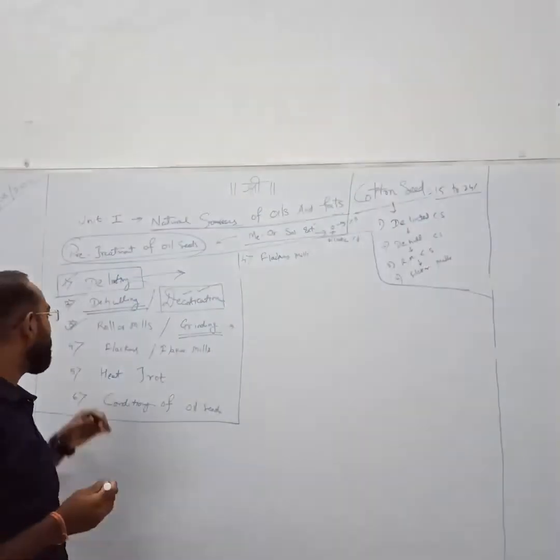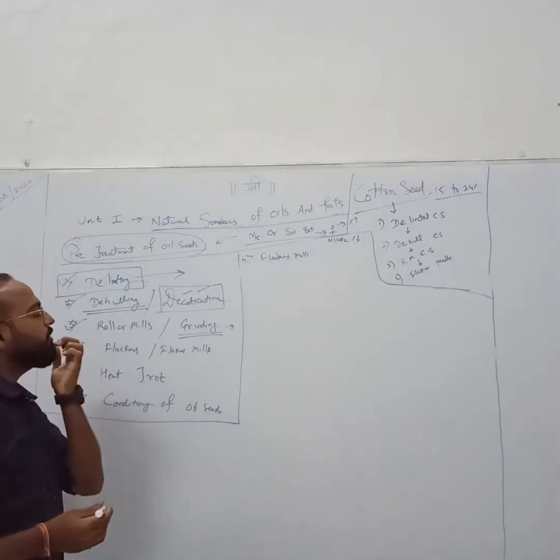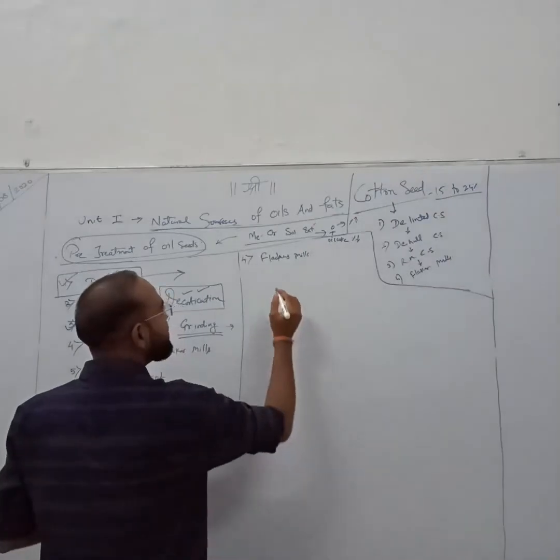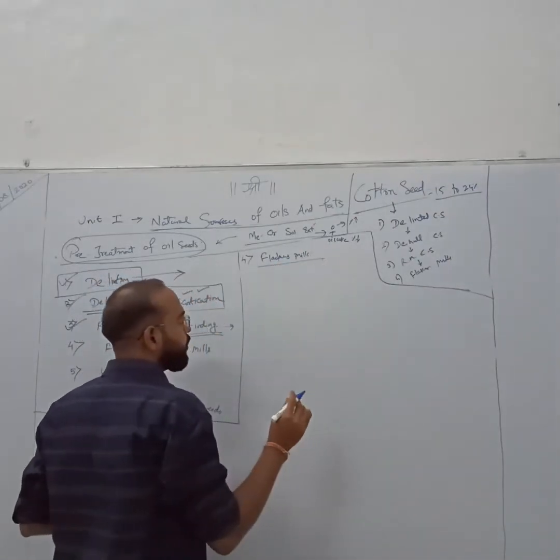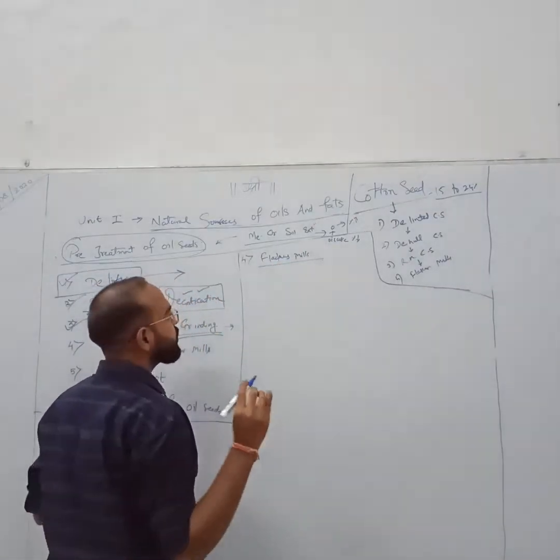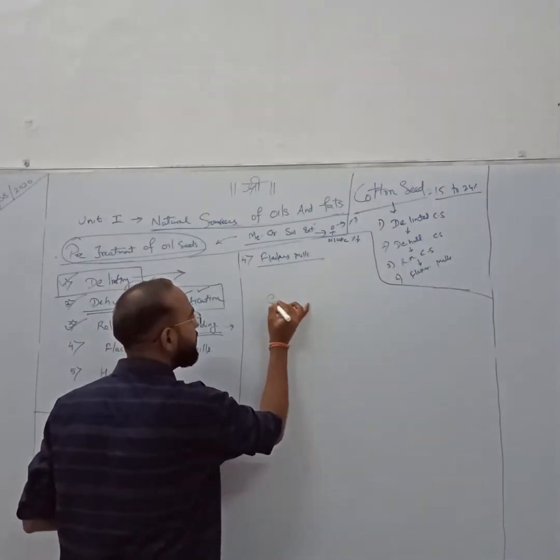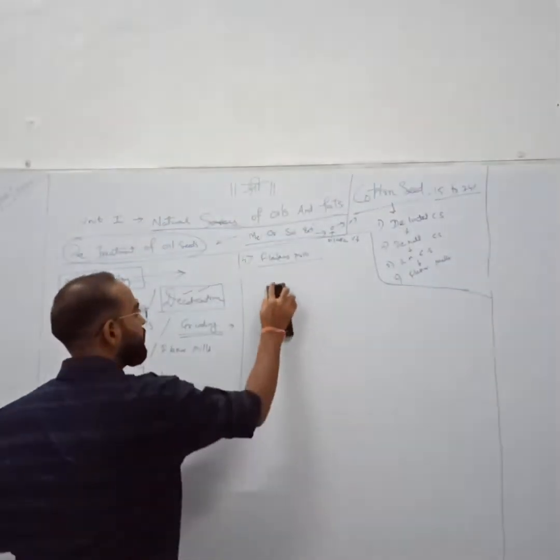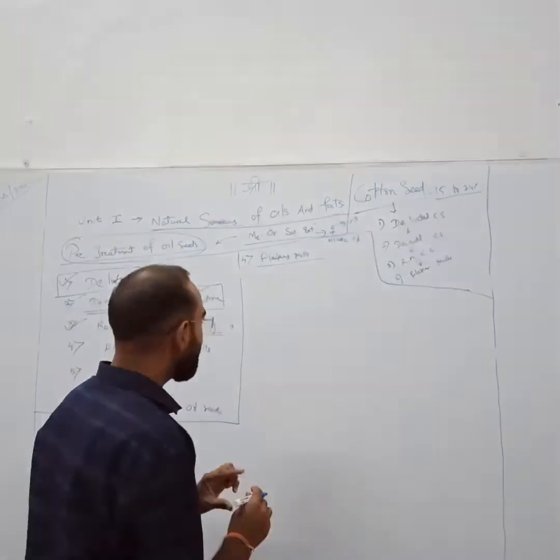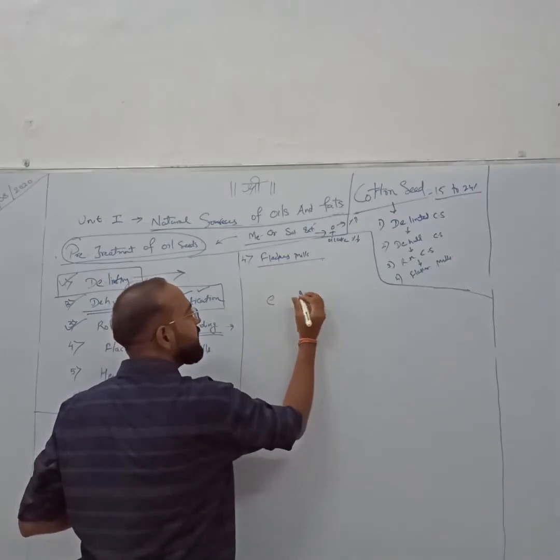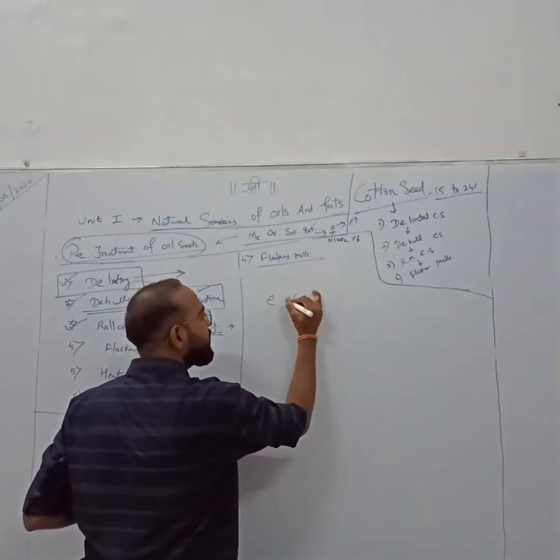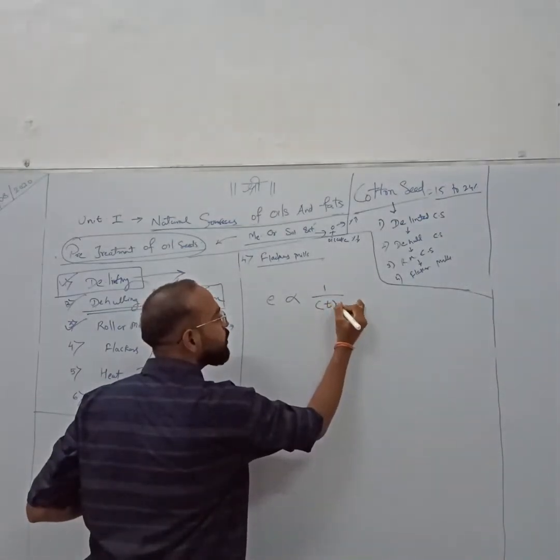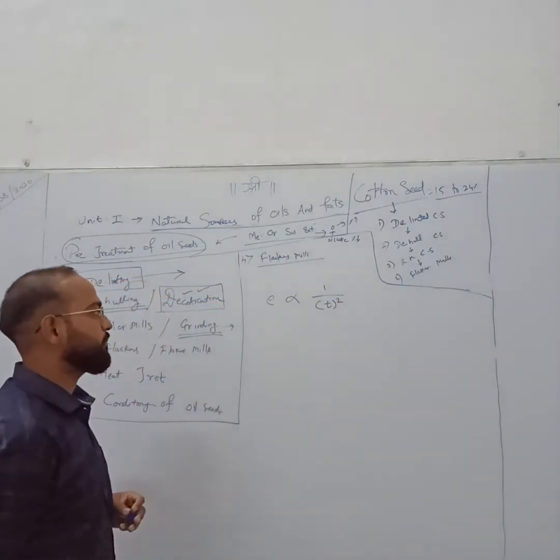Before starting the topic of flaker mills, everyone should note the concept of flaker mills, that is, why there is a necessity of flaker mills, because of the rate of extraction of oil, that is denoted by e. Further I will explain it completely in detail. The rate of extraction of oil, denoted by small e, is inversely proportional to the square of the thickness of the oil flakes.